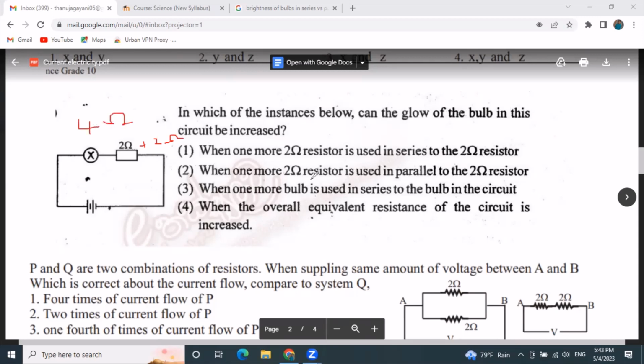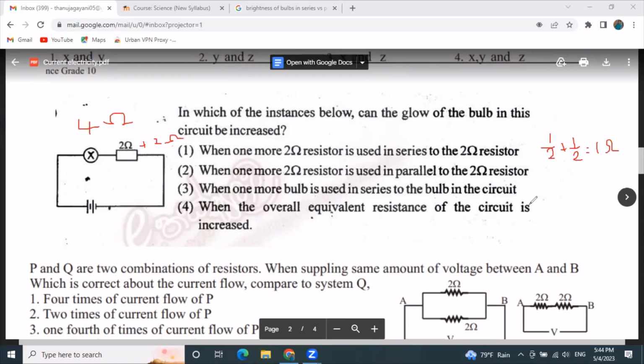When one more 2 ohm resistor is used in parallel with the 2 ohm resistor, in parallel method, to find the value, we use the reciprocals: 1 over 2 plus 1 over 2, that means generally half plus half is equal to 1 ohm. Then in the second instance, the resistance is only 1 ohm.